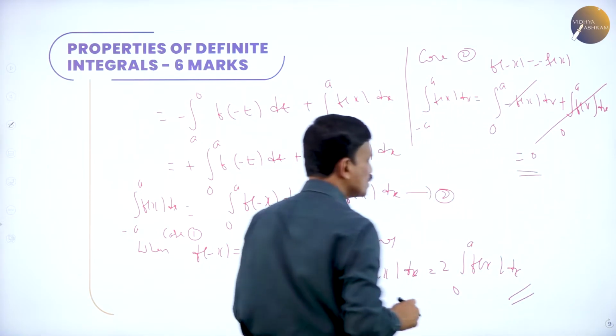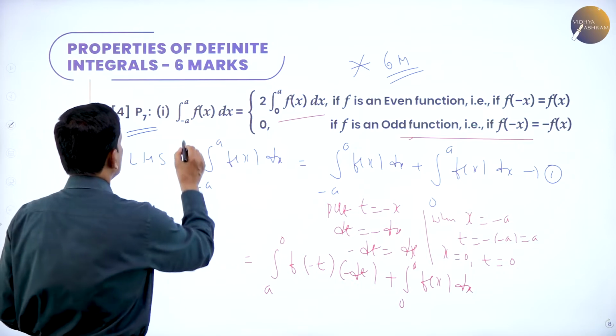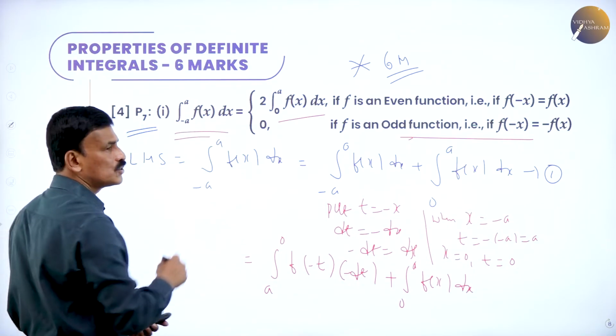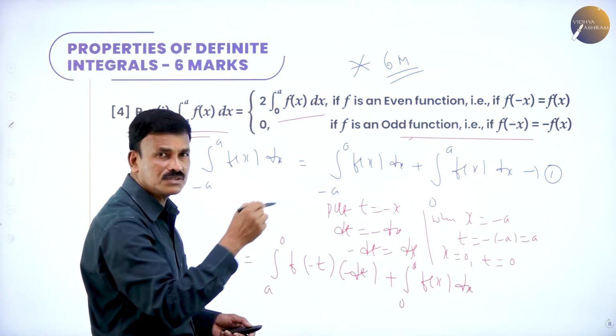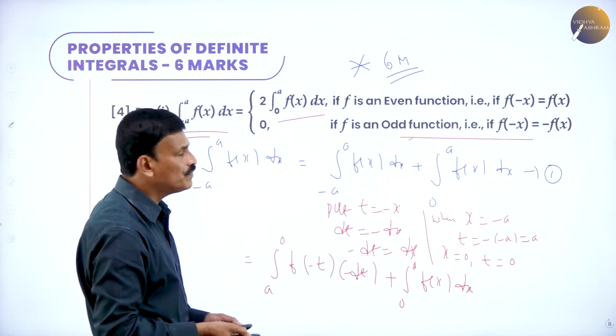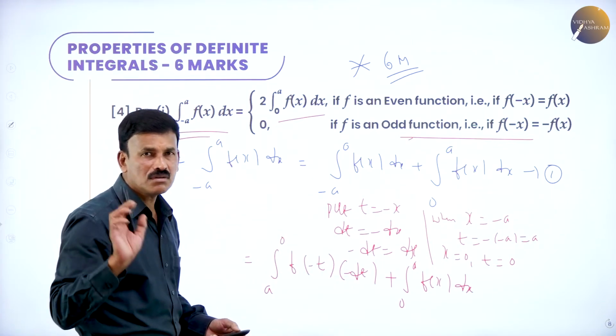So therefore, we can say that minus a to a f of x dx is equal to 2 times 0 to a f of x dx if f of x is an even function, and 0 if f of x is an odd function.